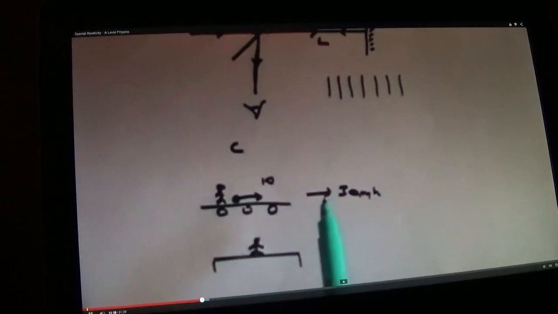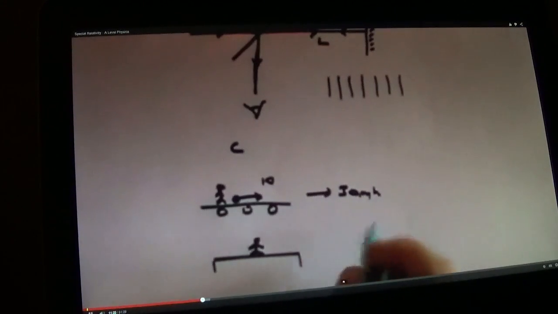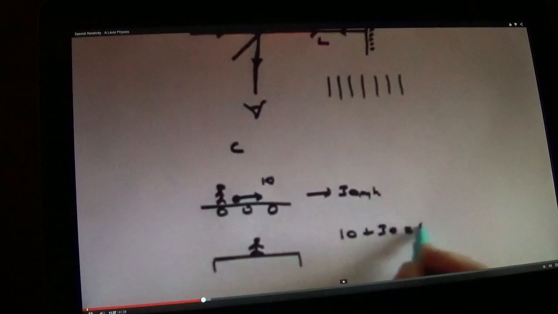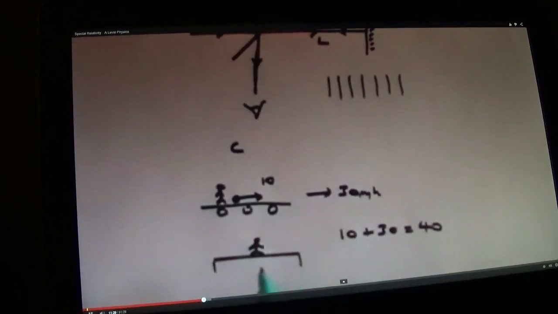I see a ball on the train travelling at 10 miles an hour, but the train itself is travelling at 30 miles an hour. So I will observe that the speed of the ball is 10 plus 30 equals 40 miles an hour, relative to me. It travels at 10 miles an hour relative to you, but because the train itself is travelling at 30 miles an hour, I say that the ball's total speed is 40 miles an hour relative to me.